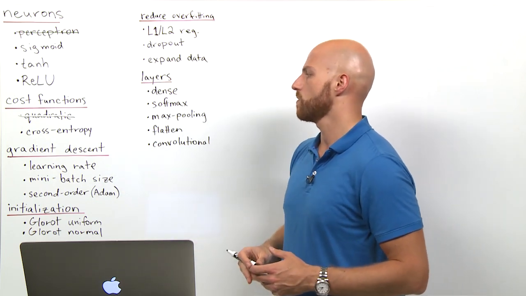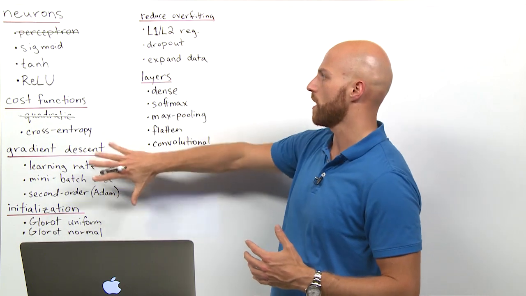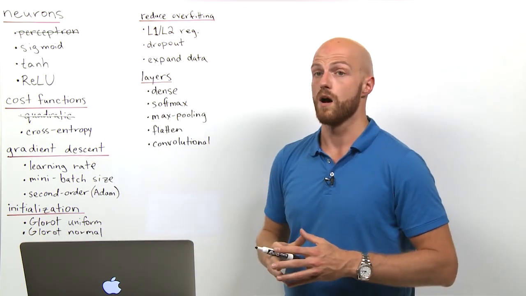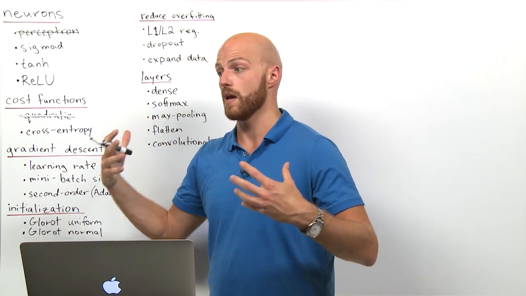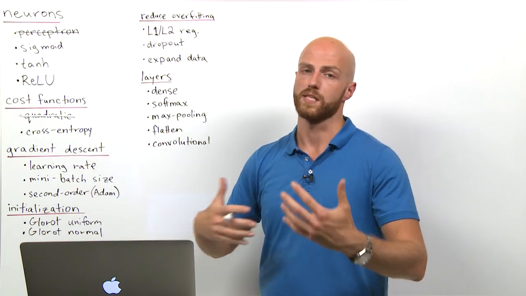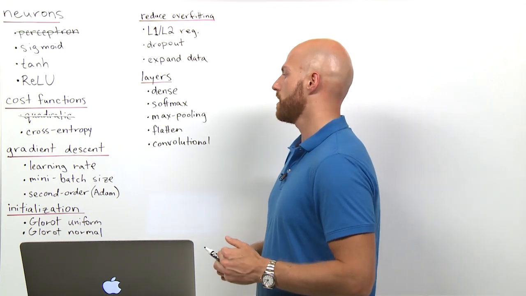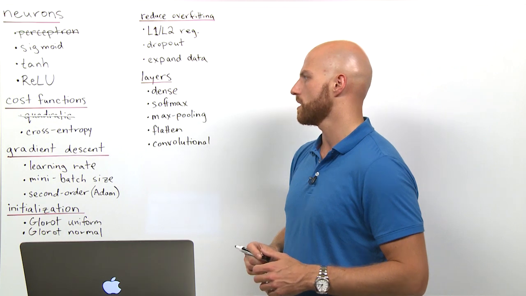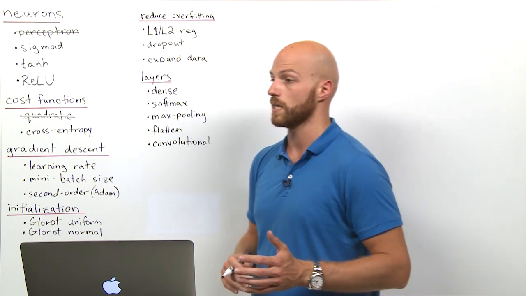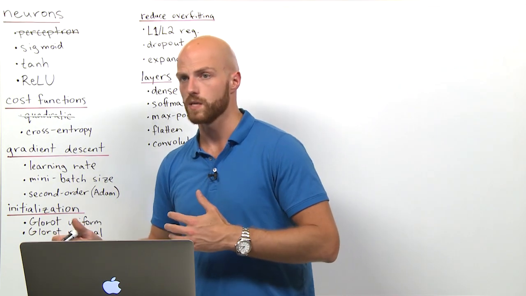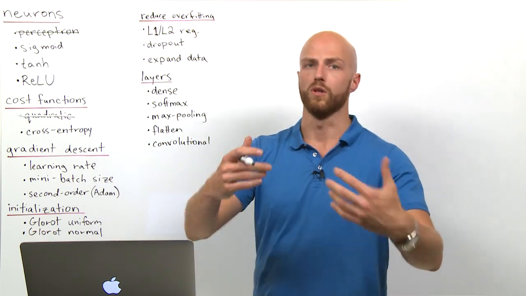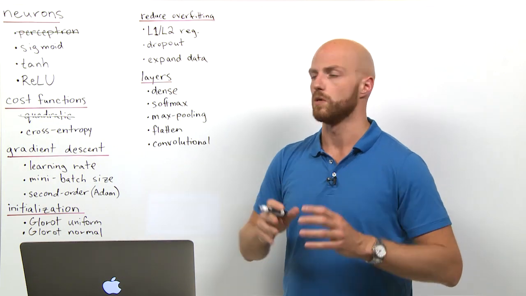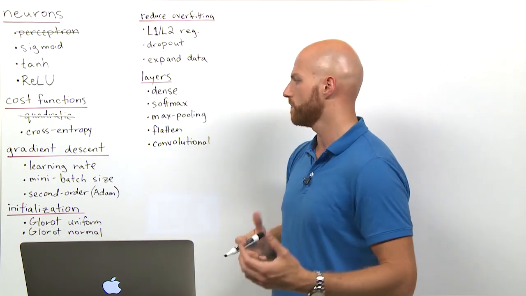Gradient descent, of course, is used to actually learn from the cost, so to take steps in the direction of a network that is giving us the outputs that we want. And learning rate is a key factor in gradient descent, making sure that we're not taking steps that are too small because then learning is very slow, or too large because then we can miss the optimal minimum. We can just keep stepping right over it.